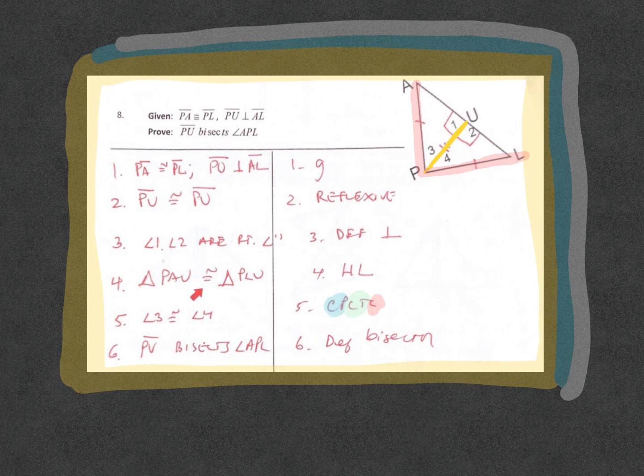All of these are congruent triangles, and corresponding parts of congruent triangles are congruent. If 3 is congruent to 4, that's it. We've done it. These angles are congruent. By the definition of bisect, that means this yellow segment PU must be bisecting angle APL, because that's what it means to bisect. That's the definition of bisector.